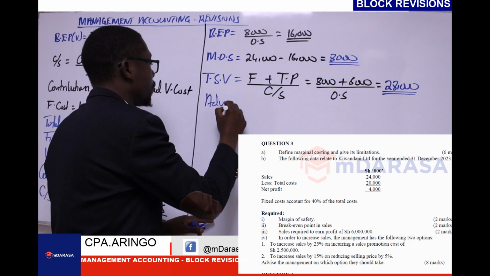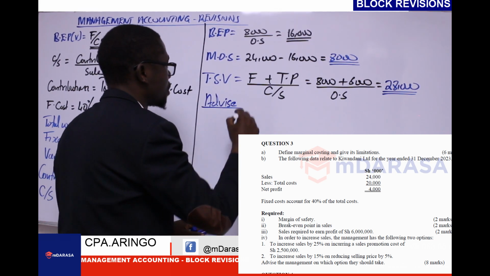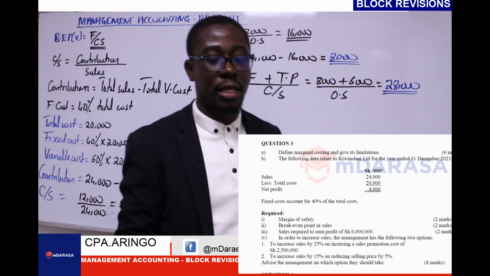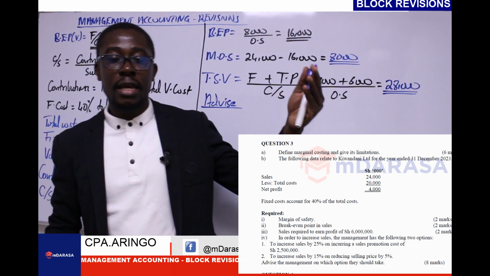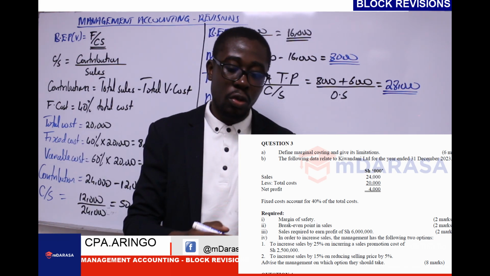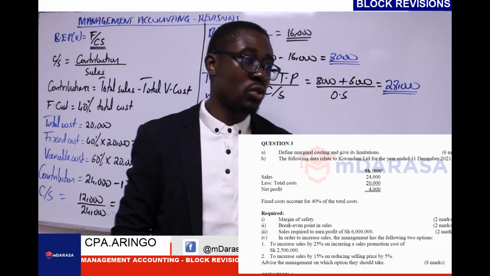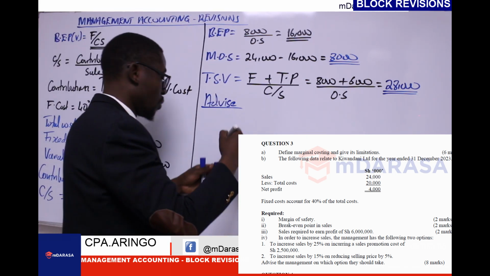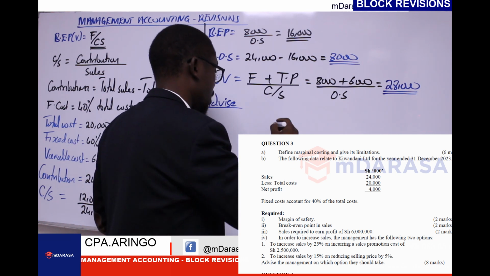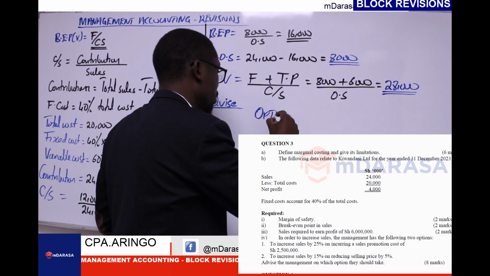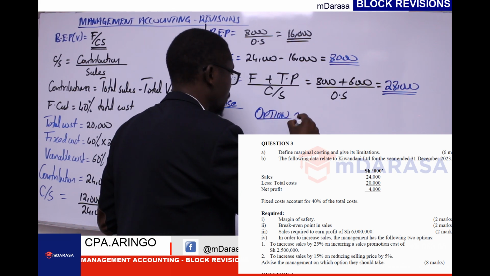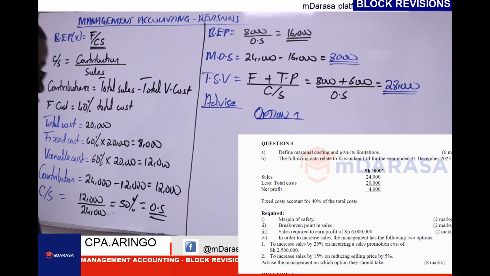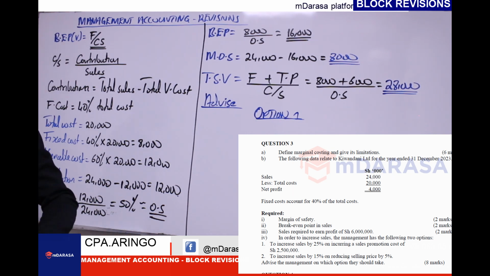So in terms of advising, remember, we'll always advise based on either cost or profit. If it is on profit, we should always tend to go with the option that gives us what? The highest profit. If at all it is cost, you should always go with the option that will give us what? The lowest cost. So in this case, in advising, we're having two options. We're having option one, which in this case, what are we told in option one?